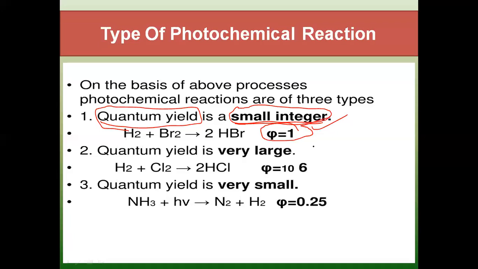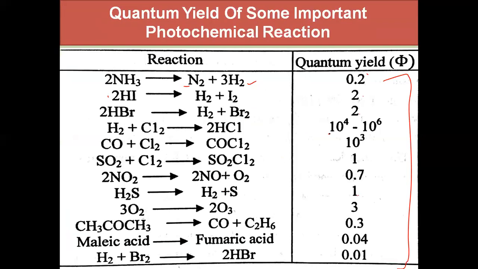The second one is an extremely large quantum yield value. Let me see in the chart, there are some examples. Their quantum yield values are 10 to the power 4, 10 to the power 6, 10 to the power 3. So that is a very high value of quantum yield. This is called an extremely high quantum yield reaction.